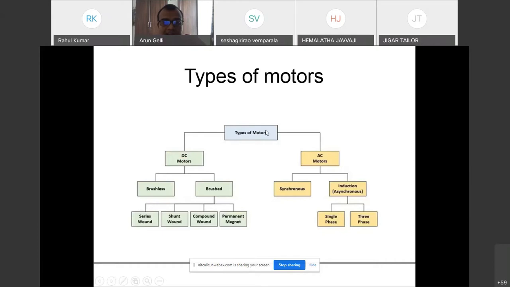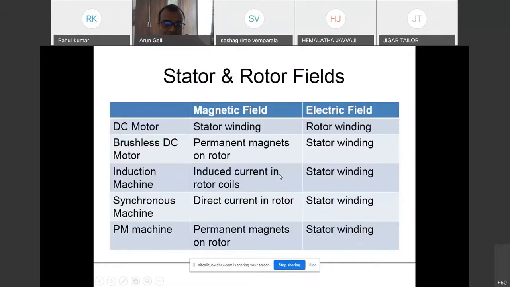So let's look quickly at the various types of motors, majorly classified into DC motors and AC motors. Within DC motors you have brushless or brush type motors, and then you have series, shunt, or compound, or permanent magnet types of motors. Whereas in AC motors, majorly synchronous and induction type machines. 85% of the machines in the world are induction machines. Induction machines are so good in terms of maintenance and cost, so they are primarily used for many applications around the globe. Whatever is being manufactured, 80 to 85% is induction machines. So let's quickly look at various motors and their characteristics for better understanding.